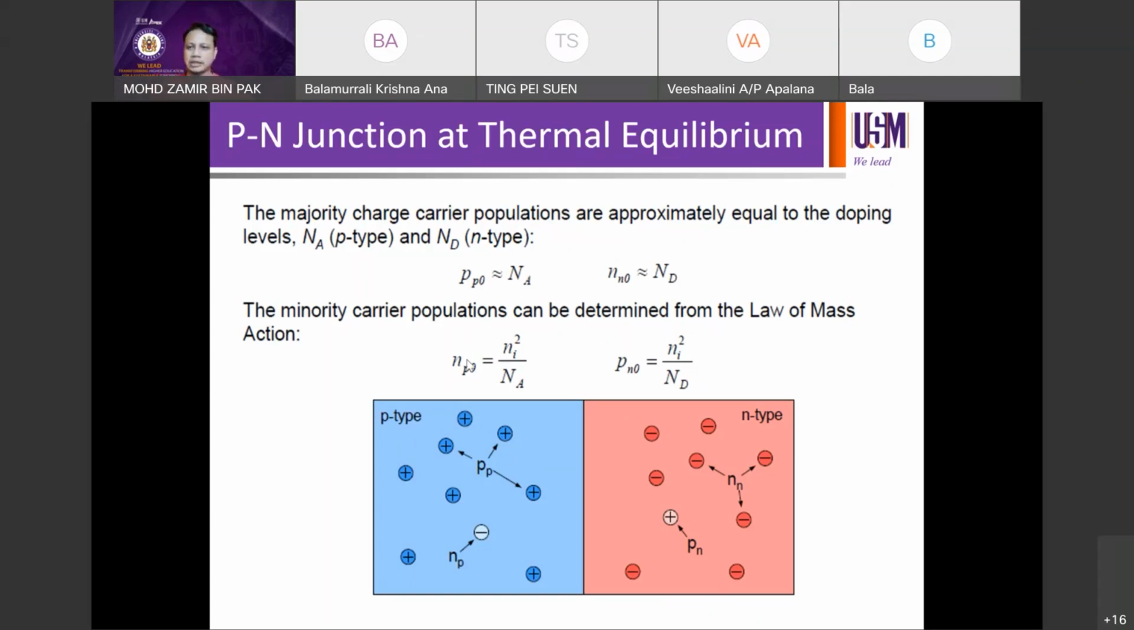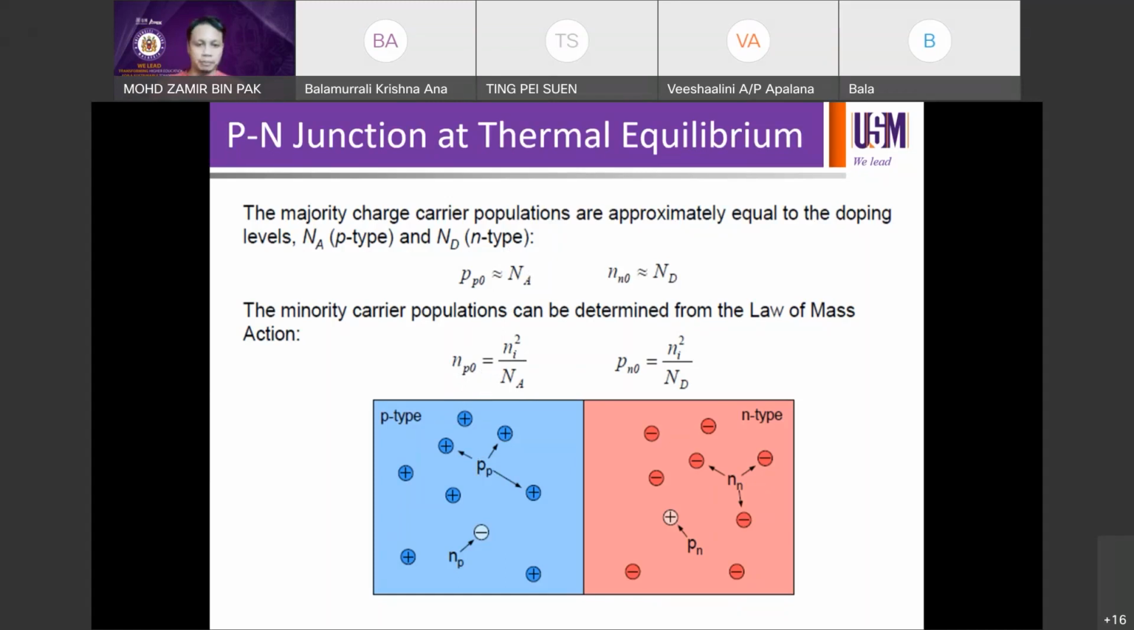And the minority is therefore labeled as NP naught. That's why you have to understand the three things, the definition. So NP naught here is the density of electrons, which is the minority carriers in p-type material, in the blue material on the left, at thermal equilibrium. And that's given by, you inverse the law of mass action, Ni squared over Na, and Na is given here as the doping level. Then you can get your minority carriers readily available in the p-type material.